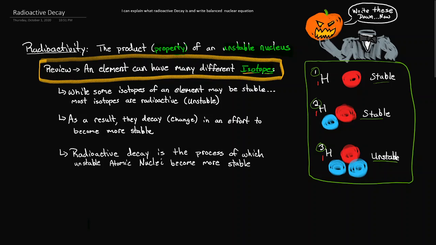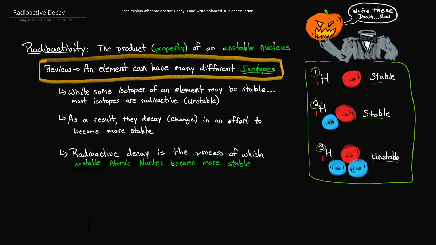Okay, so this brings us to the first bullet point here: some isotopes of an element may be stable, but chances are most isotopes for any given element are going to be unstable, right? And as a result of them being unstable, they need to decay, meaning they need to change in one way or another in an effort to become more stable. So radioactive decay is the process by which an unstable atomic nucleus becomes more stable. Okay. And there are many different ways that can happen.